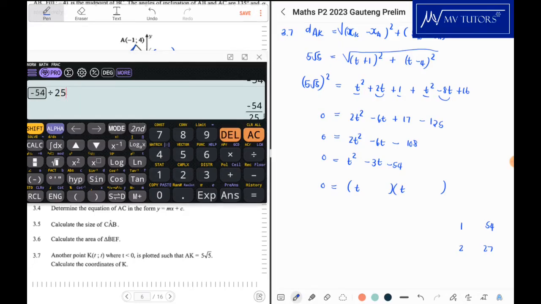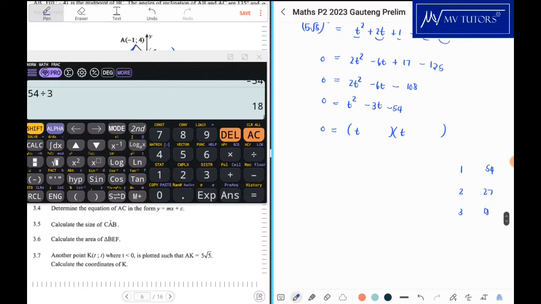So 54 divided by 3, that's 18. 54 is divisible by 4? I don't think so. 5, no, 6. So we have 6 and 9. So yes, definitely going to use 6 and 9 in order to get negative 3. So I'm going to say negative 9 plus 6. So therefore t is equal to negative 6, or t is equal to 9.